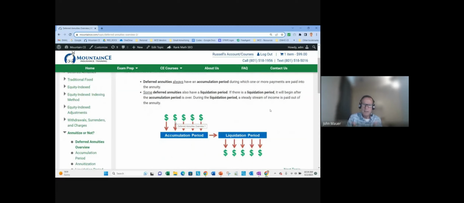So we're talking about here now a deferred annuity where money is being accumulated. That would be the accumulation period. I can put in one payment, I can put in multiple payments, that's the accumulation period. And then at one point in time, right here, would be what we call annuitization. And annuitization is optional. You do not have to annuitize a deferred annuity. And you don't have to annuitize all the money in a deferred annuity. You can annuitize a portion of the money that's accumulated.